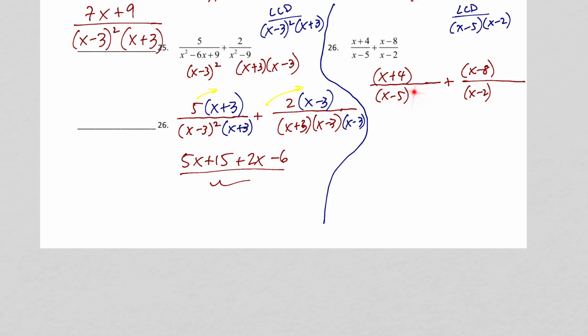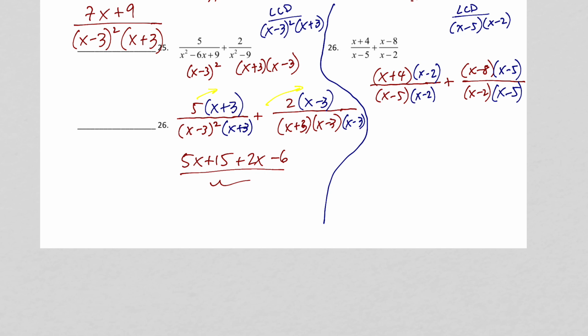So I got to multiply the bottom by x minus 2. So I multiply this by x minus 2. That means I have to do that to the numerator as well so that I don't change the fraction. And then to make this look like this, I have to multiply this by x minus 5. So I have to do that to the numerator as well. So the bottom is fine to leave it like this, but the top I'm going to have to FOIL so that I can combine these numerators.